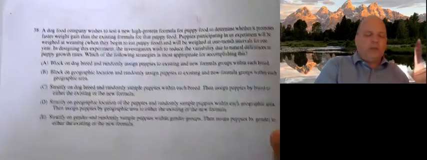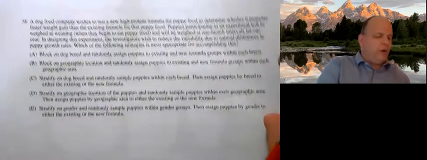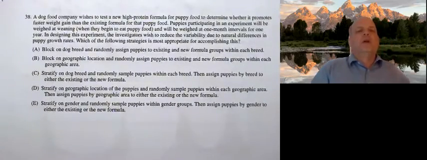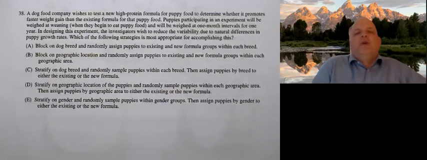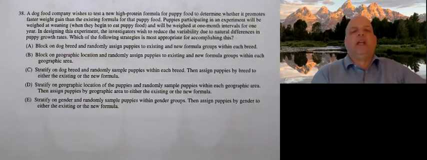By the way, I skipped number 38. Sorry about that. So we went out of order here. Number 38, a dog food company wishes to test a new high protein formula for puppy food to determine whether it promotes faster weight gain than the existing formula for the puppy food. Puppies participating in an experiment will be weighed at weaning when they begin to eat puppy food, and will be weighed at 1 month intervals for each year.